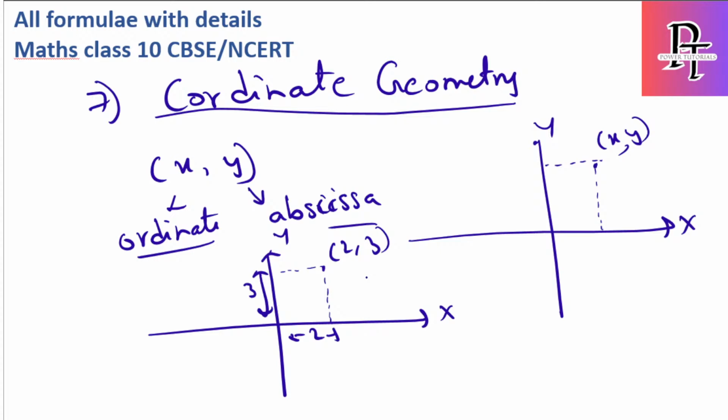Okay, so to mark any point on the graph, just remember the first one is the x axis, so the x value is 2, whereas the y value is 3. So this is the first important thing, how to mark the points on the graph sheet. Then we have the formulas here.